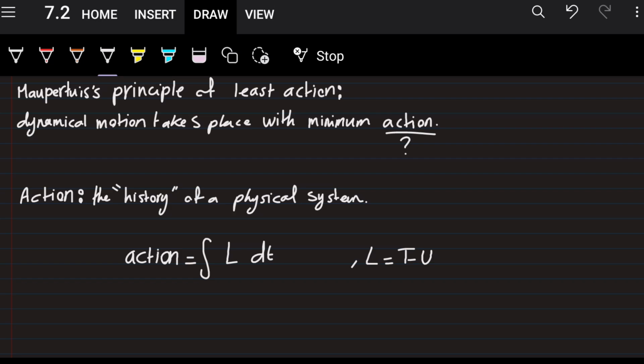We can think of action as the history of a physical system. It describes its evolution over time. Mathematically, action is a scalar quantity. It's the integral of the Lagrangian, the kinetic minus the potential energy, over time.